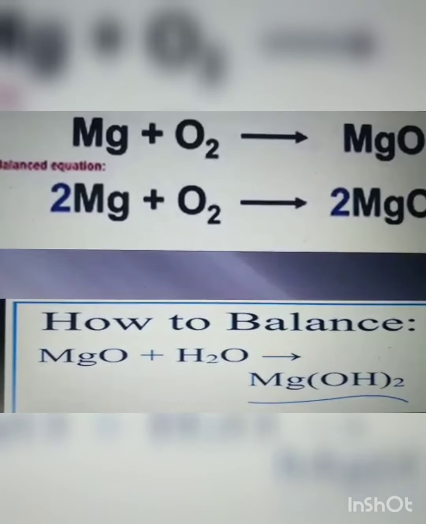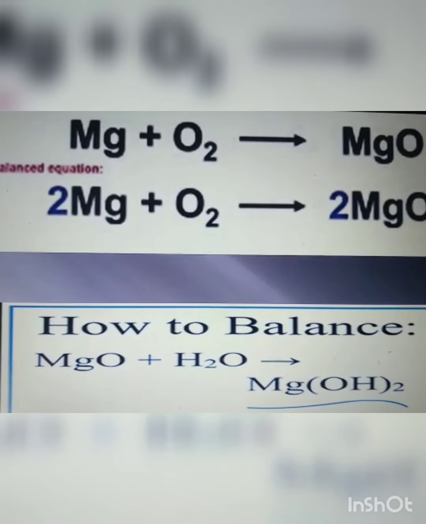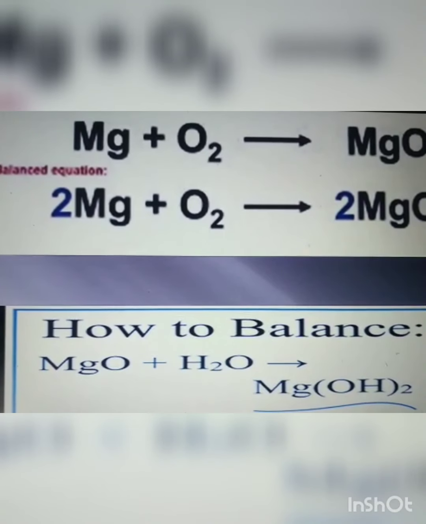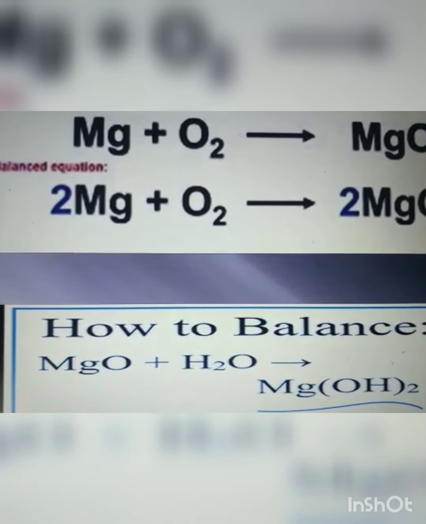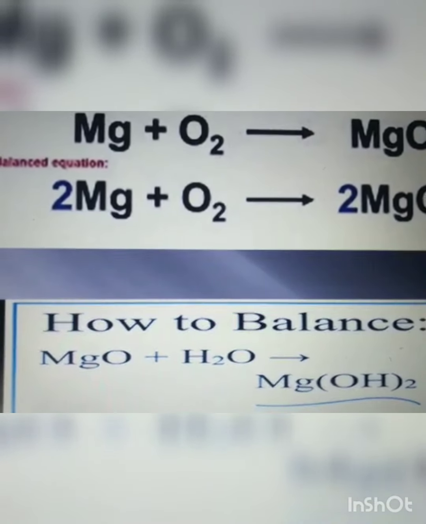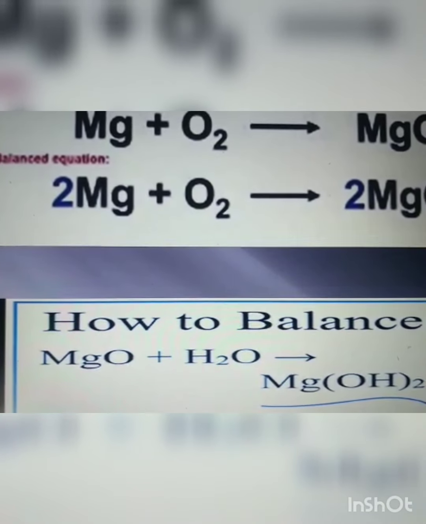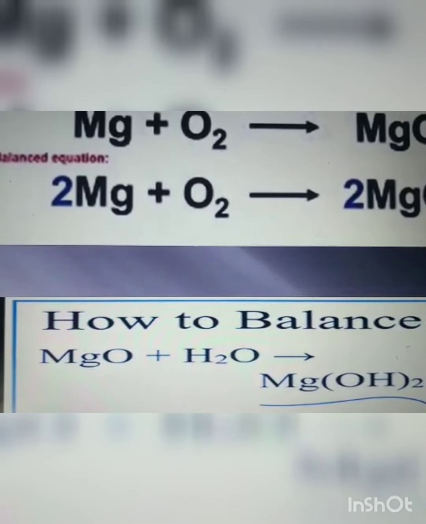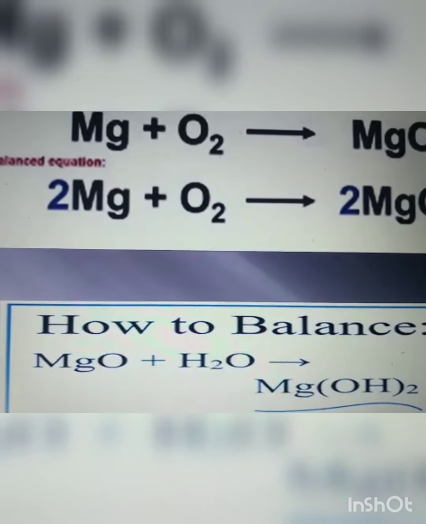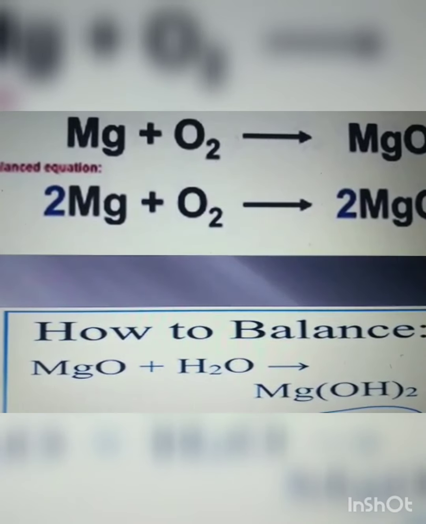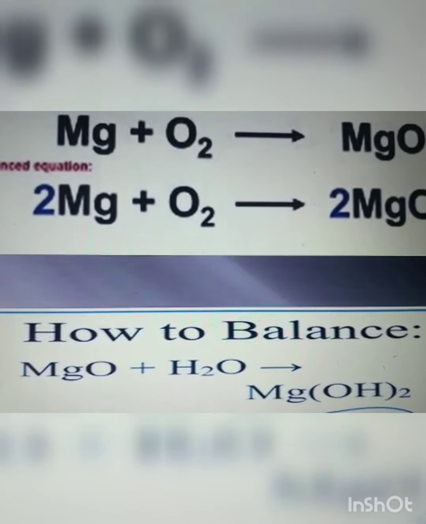See, the number of atoms of magnesium, hydrogen and oxygen towards the left hand side as well as towards the right hand side should be the same. Now magnesium 1, hydrogen 2 and oxygen 2. These are the number of atoms of all the elements present in the reactant side. And what about the product side? Same. Magnesium 1, oxygen 2 and hydrogen 2.